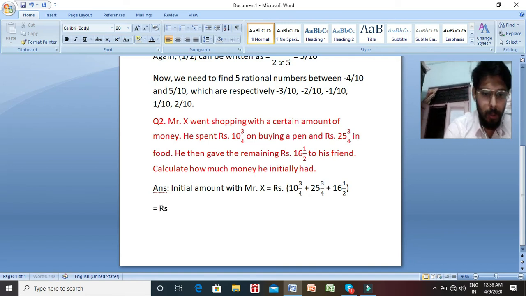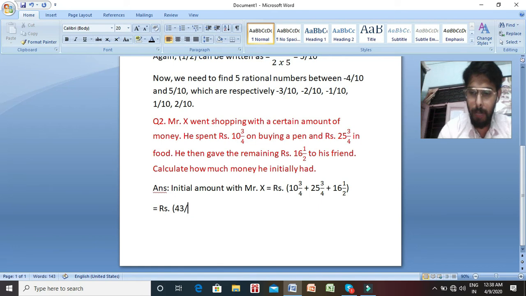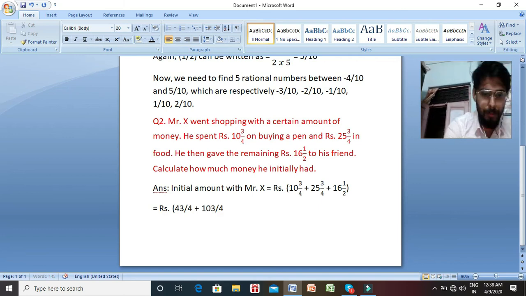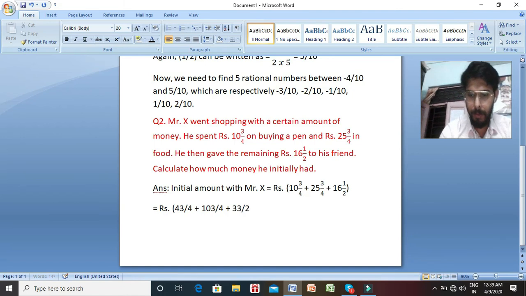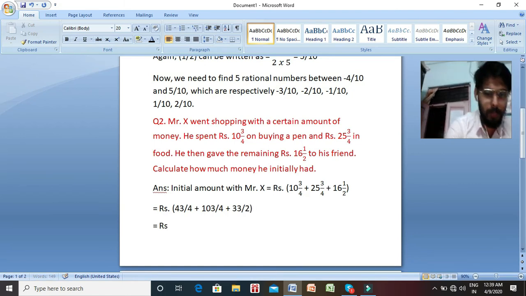So it will be equal to rupees, let us again put a bracket now, 10 whole 3 by 4, that will be equals to 43 by 4. Okay, then plus 25 whole 3 by 4, that will be equals to 103 by 4, and 16 whole 1 by 2, that should be equals to 16 into 2, that is 32, 33 by 2. Okay, again that will be equal to rupees.